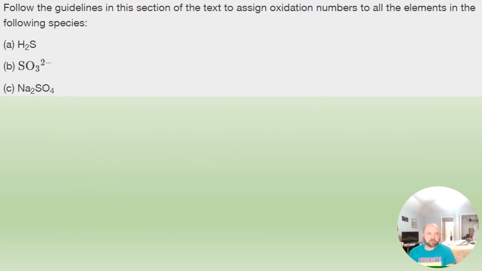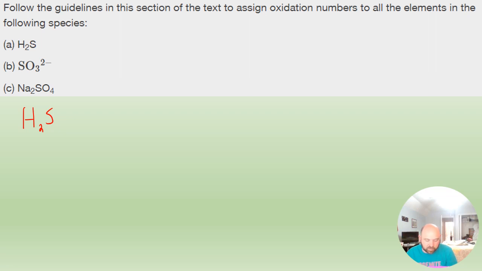All right, so here on this slide, we're going to determine the oxidation numbers of all of the atoms in the species that we see here. The first one we're asked to identify is the oxidation numbers on the atoms in the H2S molecule. We'll keep in mind that for H2S, there is no charge given, and so this is a neutral molecule. All of the oxidation numbers in this compound should add up to 0.